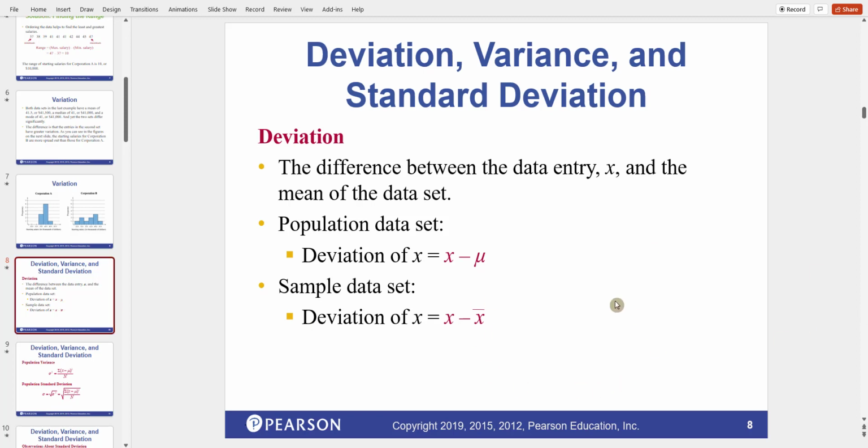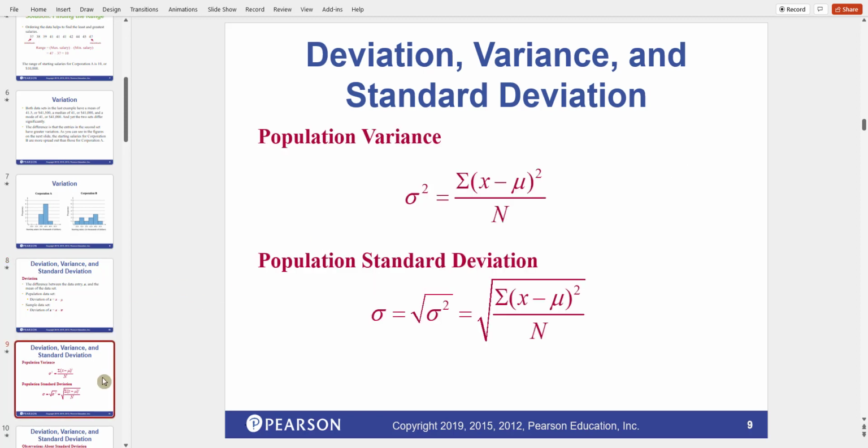The difference between the data entry x and the mean of the data set is what you call deviation. So it's x, which is your data value, minus the mean. This is the formula for population variance and standard deviation. In order to calculate the variance, you're going to subtract the mean from each one of your data values. You're going to square the answer. You're going to add them all up and divide by the total number of data values that you have, which is n. To calculate the population standard deviation, you're just going to take the square root of your variance.